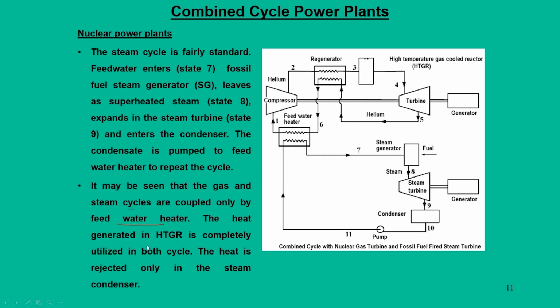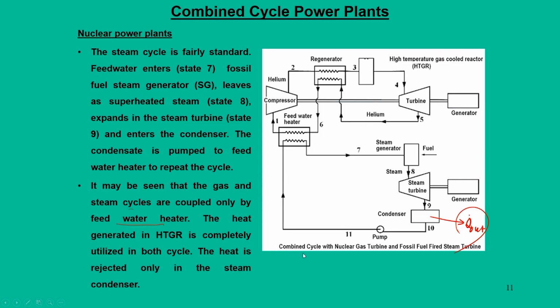So the heat generated from this STGR is completely used by both cycles, and heat is rejected only in the condenser. The heat rejection point, that is Q out, is only at the condenser. So the exit point is only one, but all the resources are getting utilized within this combined cycle mode.